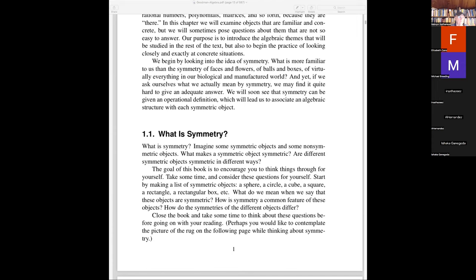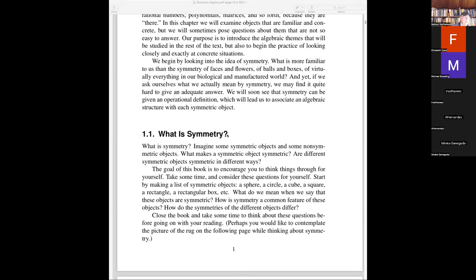All right, so maybe since we have this book online, and I can actually put it up on the screen as I just did, I can talk about the text and not have to write everything out. So we're going to be talking in the beginning about symmetry.